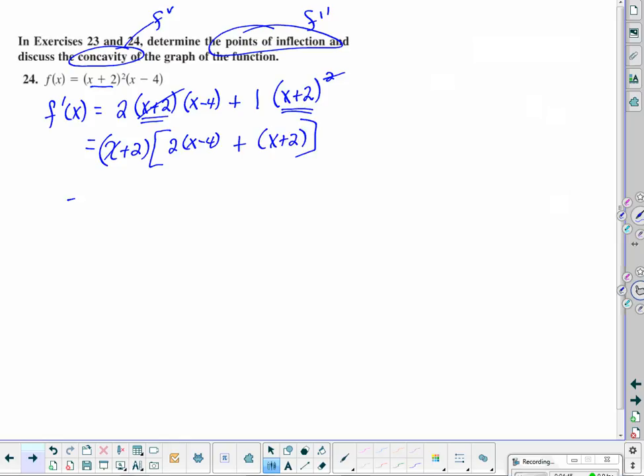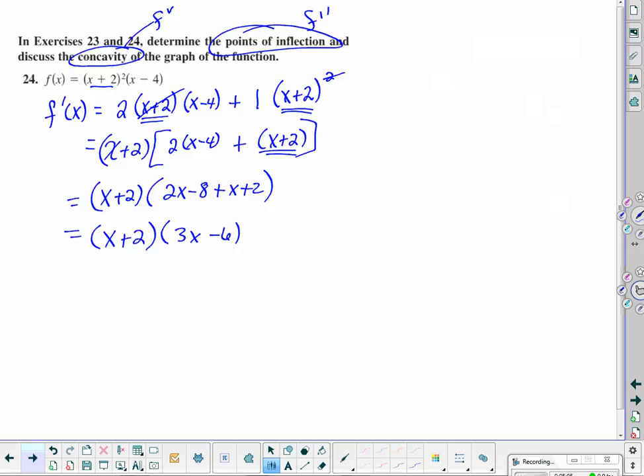All right, now let's just simplify on the inside. So I have x plus 2 on the outside multiplied by 2x minus 8 plus an x plus a 2. Those parentheses are not necessary, and we can let them disappear. That gives me an x plus 2 times 3x minus 6, I do believe.